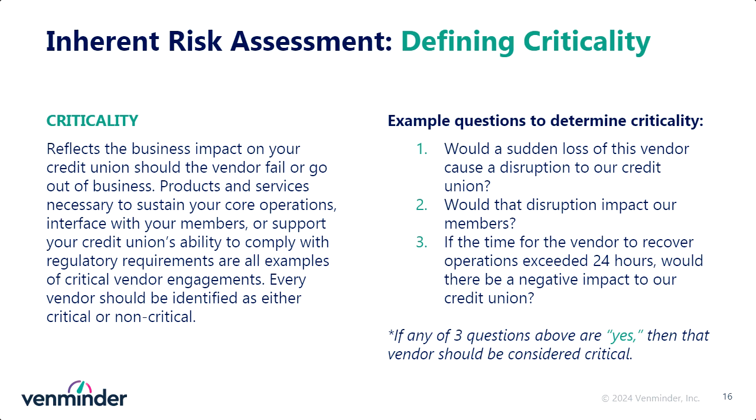Criticality is the second aspect you'll determine in the inherent risk assessment, but I just want to make it clear that this is not a risk rating. It's a classification of either yes, this vendor is critical to our operations, or no, this vendor isn't critical. Criticality is related to the business impact a vendor would have if it failed or went out of business. So any products or services that are necessary to sustain your operations or comply with regulatory requirements would be considered critical. And you might be wondering, what about a vendor that is providing one critical product and several non-critical products? Well, that vendor would still be considered critical because of that one product.